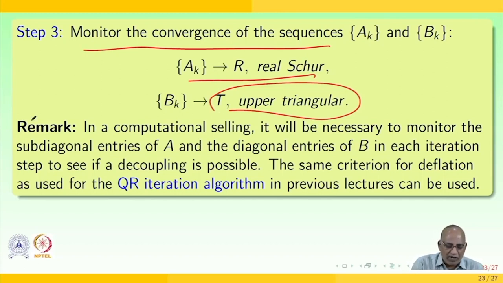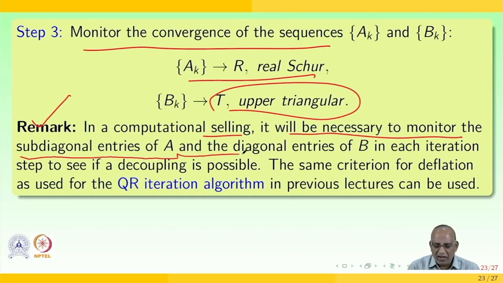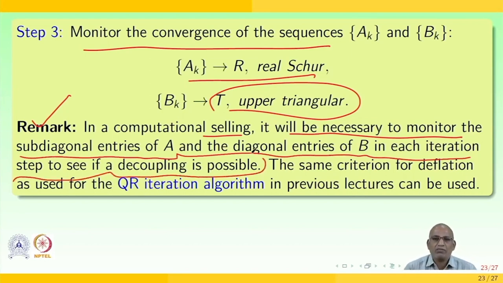The remark here is that in a computational setting, it will be necessary to monitor the subdiagonal entries of matrix A and the diagonal entries of the matrix B in each iteration step to see if a decoupling is possible. The same criteria for deflation as used for the QR iteration algorithm in previous lectures can be used.